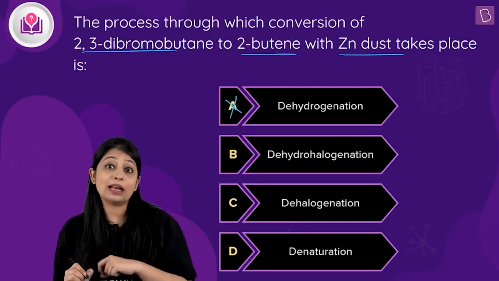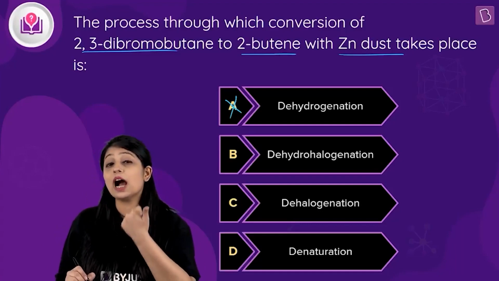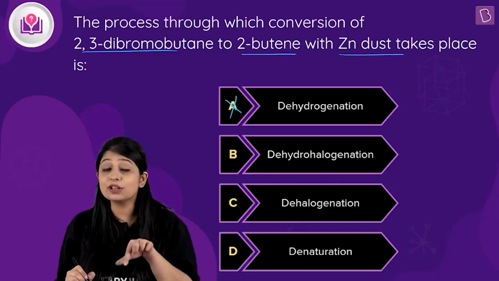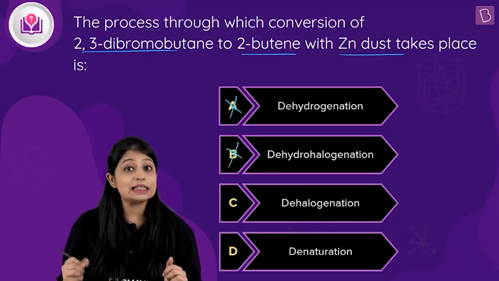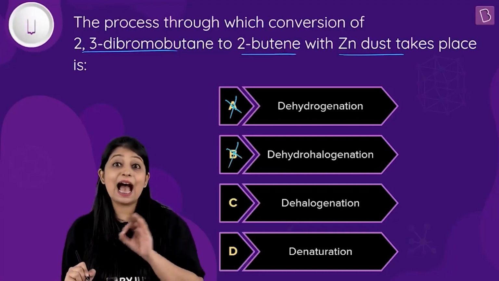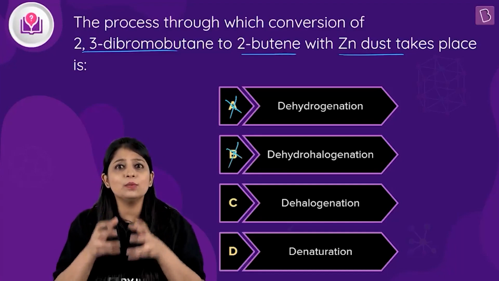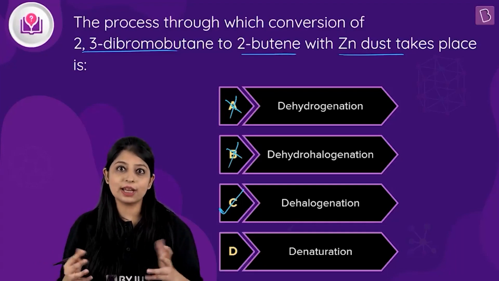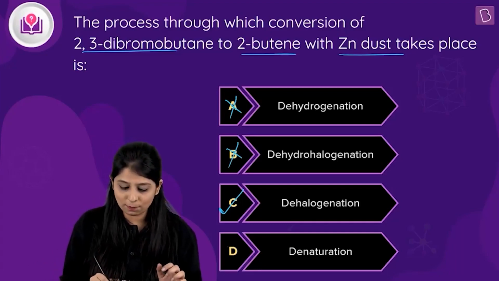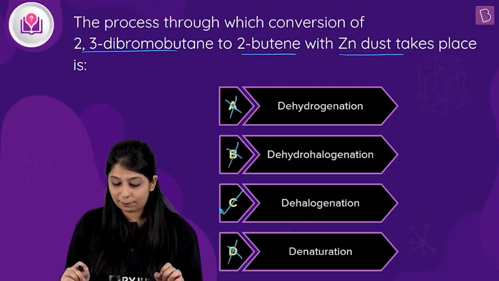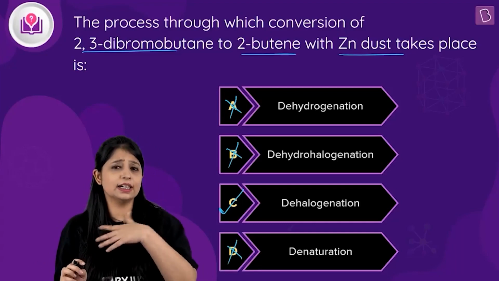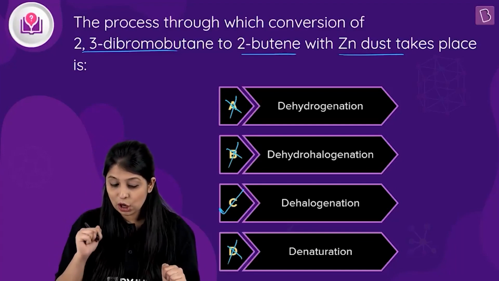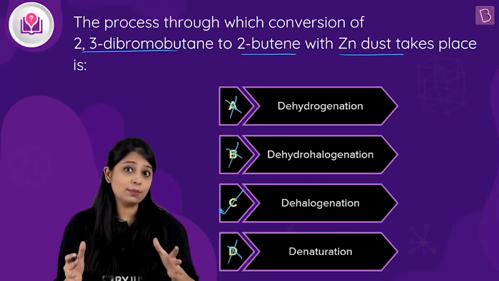Next is dehydrohalogenation. That means we are removing hydrogen and halogen atom also, right? No, we are not. We are just removing halogen. So even B is not correct. What about C? C is dehalogenation reaction. Yes, we are only removing the halogen atoms. So yes, option C is correct. Option D is denaturation, which is not related to here. So option D is not correct, right? Denaturation is in biology. It's not in chemistry. So dehalogenation. We have come to our answer, right?